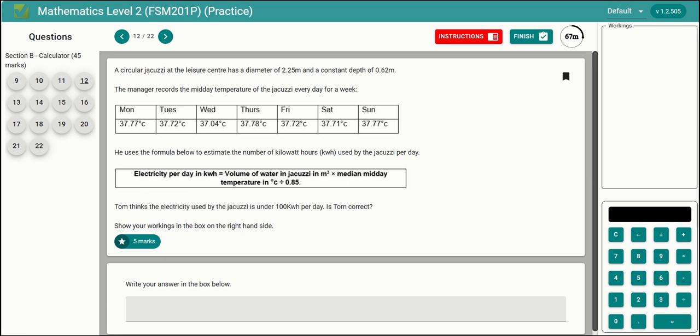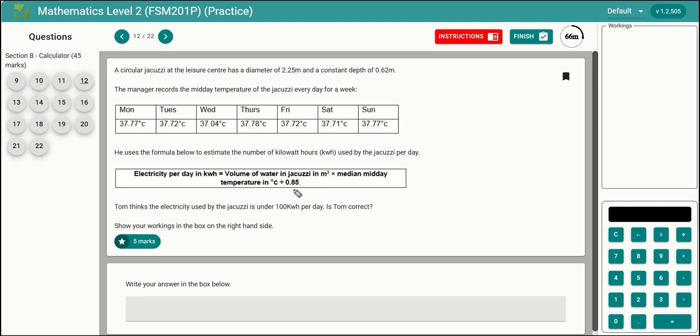A circular jacuzzi at the leisure centre has a diameter of 2.25 and a constant depth of 0.62. We've got some midday temperatures, and we've got a formula to use to work out the electricity per day in kilowatt hour. So a couple of things: we need the volume of water in the jacuzzi multiplied by the median midday temperature divided by 0.85.